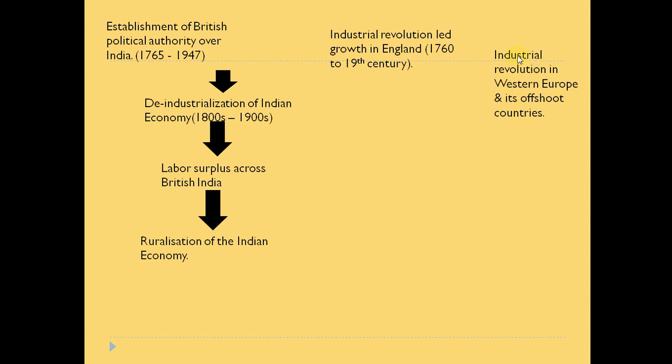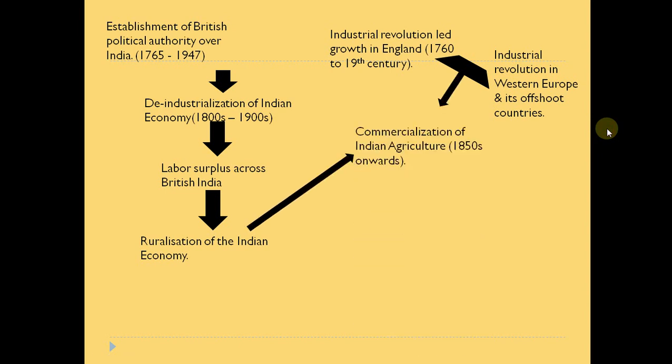At this time, the benefits of the industrial revolution were also reaped by Western Europe and its offshoot countries. So you have these two groups of nations, Western Europe and its offshoot countries, experiencing a high standard of living among their people. If you have a high standard of living, you would buy more. Is there anyone ready to sell? Yes, India. It resulted in commercialization of Indian agriculture.